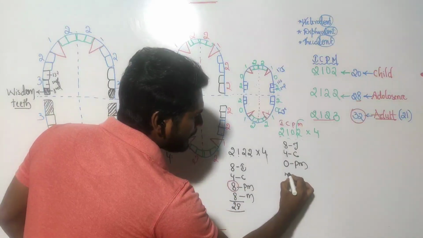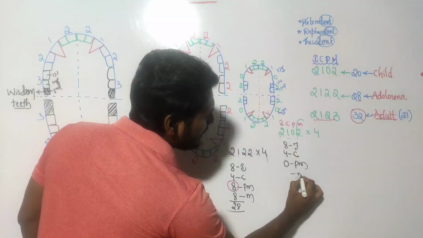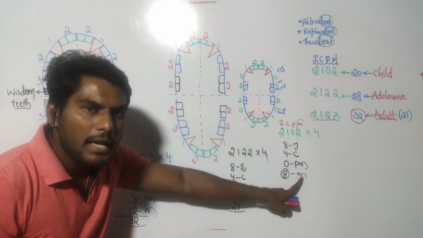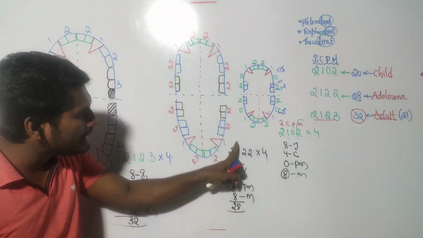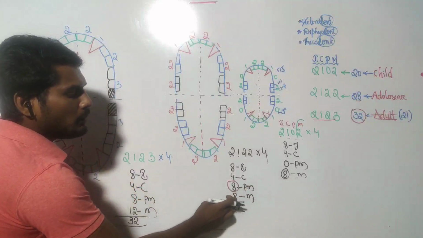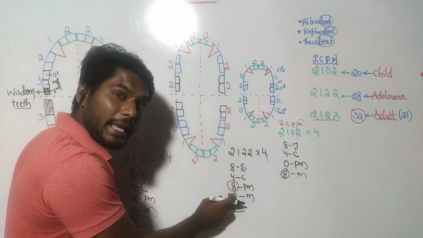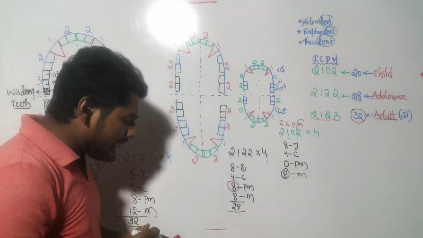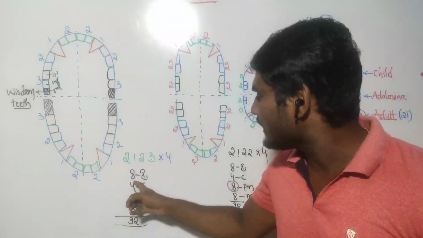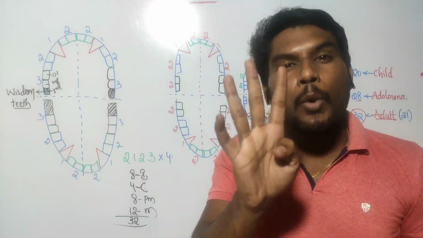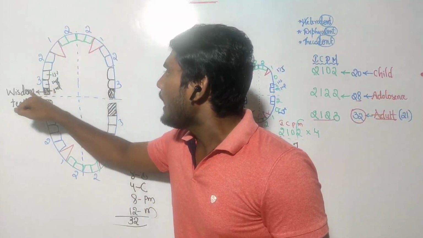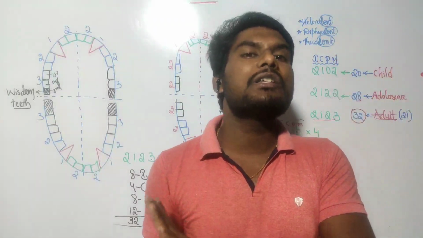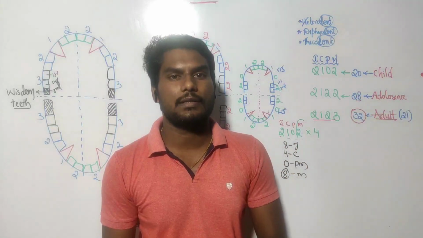Next you go for the molars. How many molars does the child have? 4 2s are 8. So molars in child, 8. Molars in adolescence, 8. So the number of molars in child and adolescence is the same, but the number of molars in adult is 12. So how many additional molar teeth are present in adult? 4. Those 4 molars we call the third molar, and another name for the third molar is wisdom teeth. So wisdom teeth are only seen in adults, and are absent in child and adolescence.